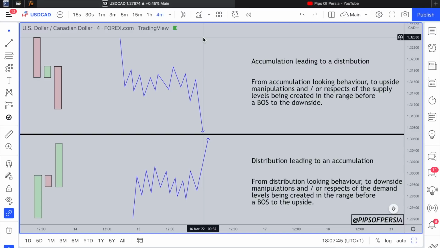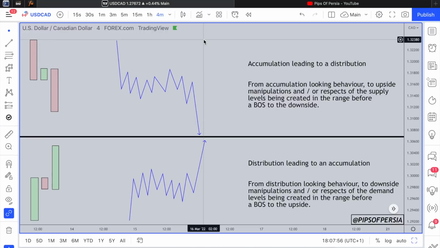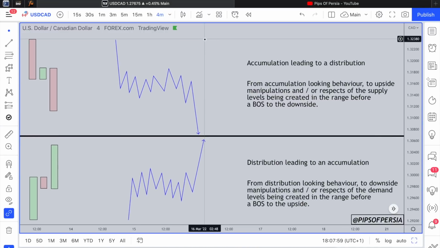But before we get into it, let's quickly refresh our knowledge about redistributions and talk about some factors that help you trade them. I don't necessarily have to go through this again. Hopefully by now through other videos, you know that a drop-based drop is the exact same thing as a redistribution. On high time frame, you see drop-based drop, lower time frame redistribution, and a redistribution is an accumulation leading to a distribution. So it looks like an accumulation and has the accumulation behaviors at the beginning, and then it changes to upside manipulations, or it starts to respect levels of supply within the range before breaking structure to the downside.